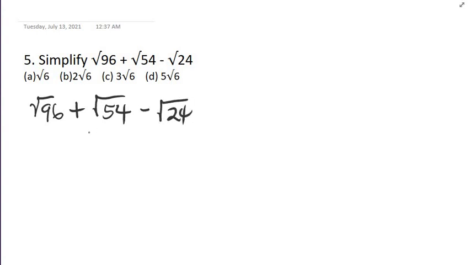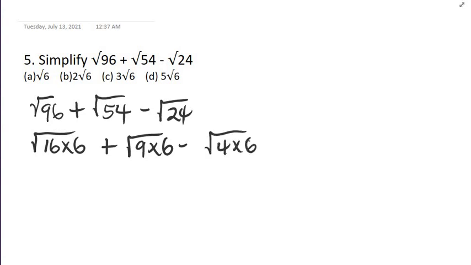I think 6 is a factor of all the numbers. For 96, 16 times 6 will give me 96, plus for 54, 9 times 6 will give me 54. For 24, 4 times 6 will give me 24. Now I use 6 because you can see 16 is a perfect square, 4 times 4 is 16, 9 is a perfect square, 4 is a perfect square.